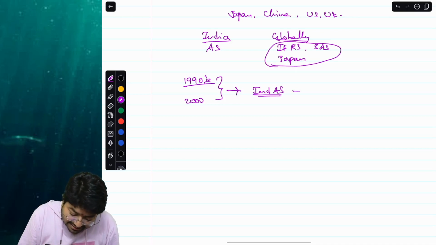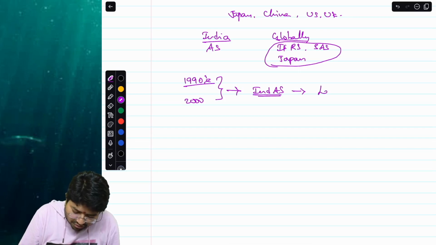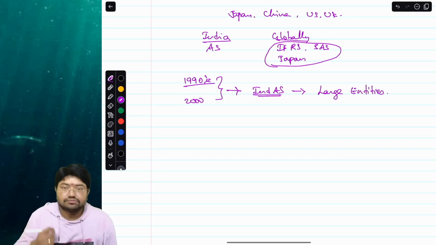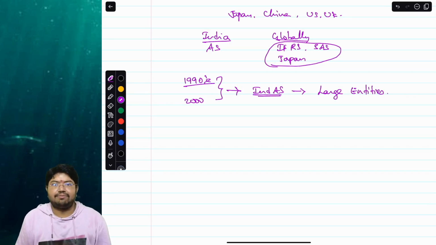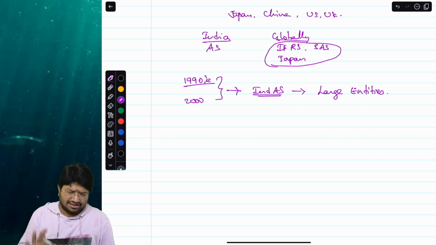However, these standards will be made applicable only to large entities. That is what they have initially proposed. Now, what do you mean by large entities? Another question. I will explain that a little later.